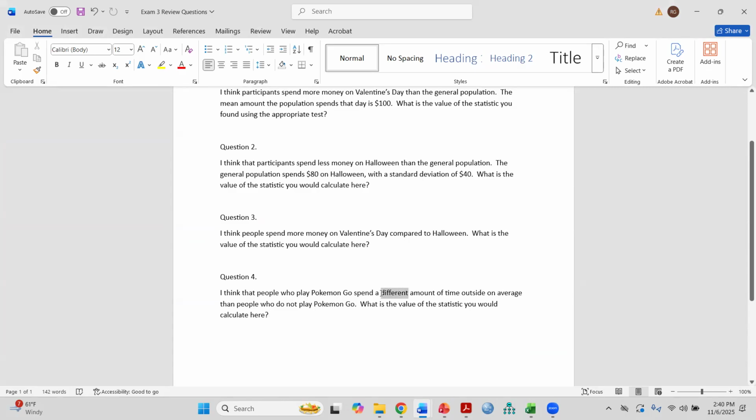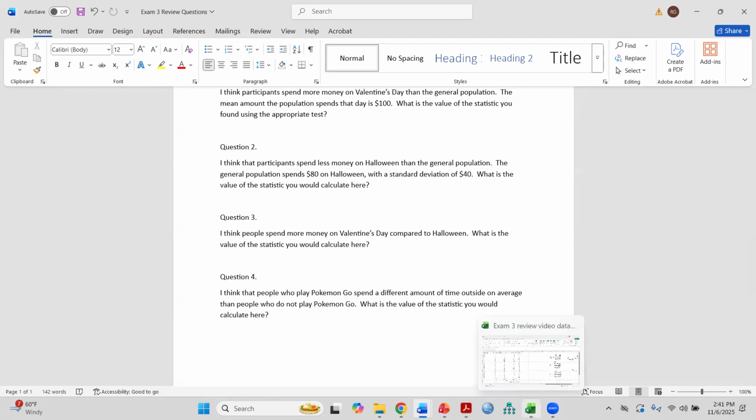First of all, is this a one-tailed or a two-tailed test? It's going to be a two-tailed test, because I'm not saying that people who play Pokemon Go spend more or less time outside, just that they'll spend a different amount of time outside. So that's a two-tailed, non-directional test. When you look at a question comparing two different groups on some outcome, you're talking about an independent samples t-test. These are two different groups of people, and we measure them on the same variable, amount of time outside, and compare those.